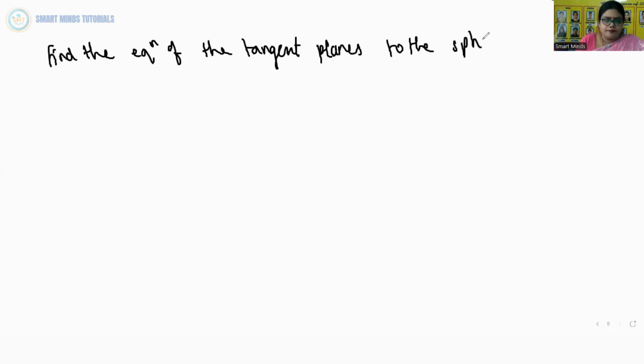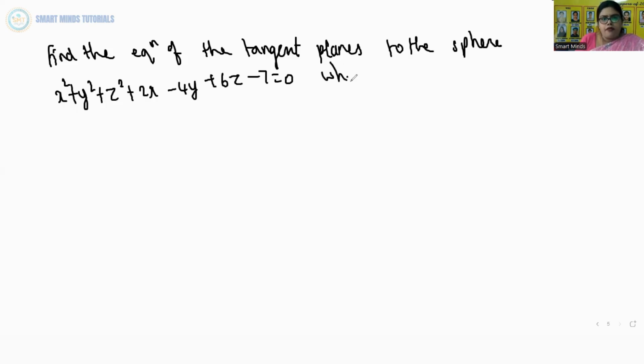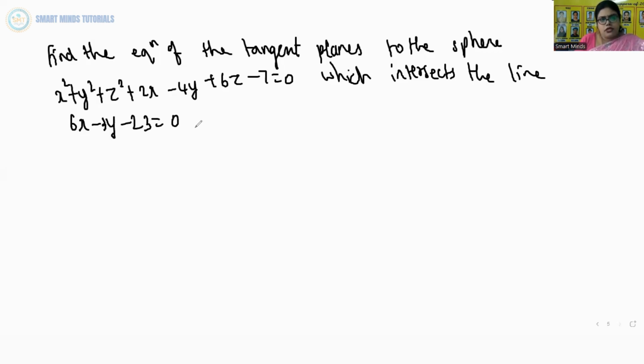So take the next question. Find the equation of the tangent planes to the sphere x square plus y square plus z square plus 2x minus 4y plus 6z minus 7 is equal to 0, which intersects the line 6x minus 3y minus 23 is equal to 0, and that is equal to 3z plus 2. So let's begin.